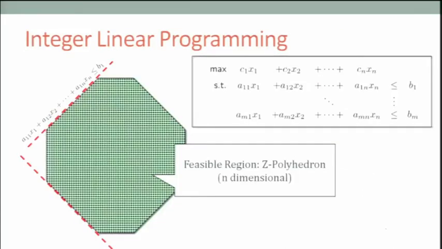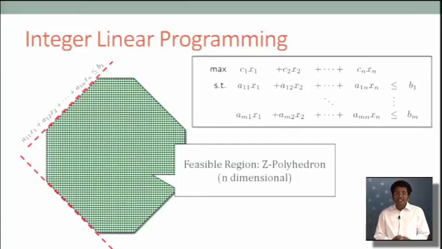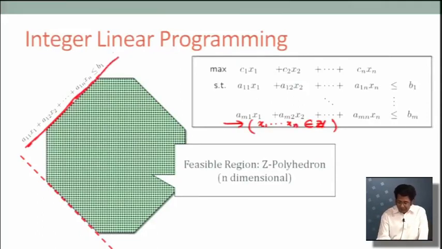Now, what does the feasible region of an integer linear program look like? We saw what the feasible region of a real linear program looked like just 2 slides ago. And in this case, I am going to make this linear program an integer linear program by telling you that x1 through xn are integers. Now, you still get that every constraint gives rise to an inequality.